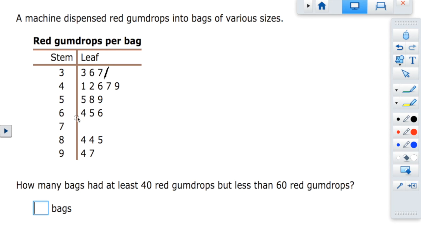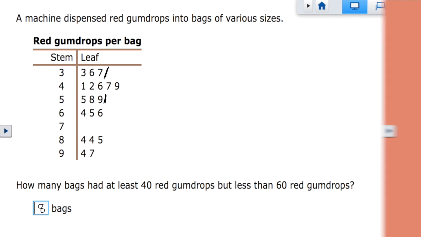But I'm not going to count. I'm going to count to right there. I'm not going to count any of these because this is 64, 65, and 66. So let's count. We're counting 41, 2, 3, 4, 5, 6, 7, 8. So there are 8 bags that have at least 40, but less than 60.